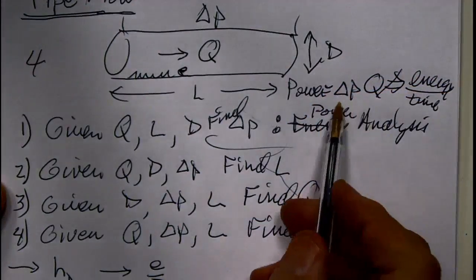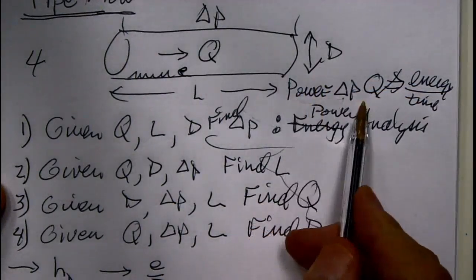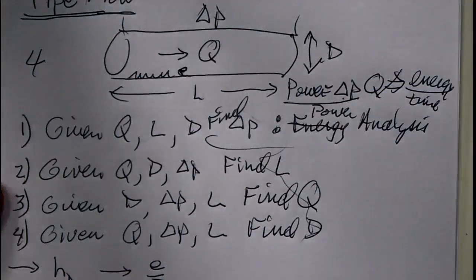Simply, again, pressure drop times volumetric flow rate is power. You should commit this equation to memory, basically.